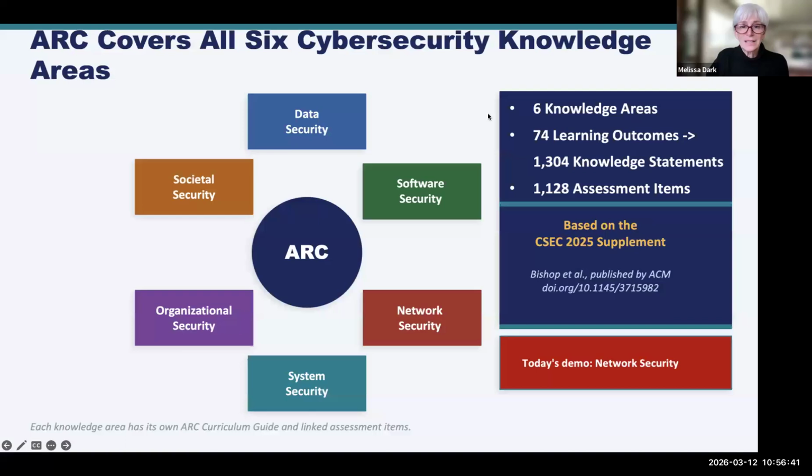So CSEC has these 6 knowledge areas, and then it has a total of 74 learning outcomes. What we did on the ARC project is take all 6 knowledge areas and all 74 learning outcomes and build it out to include 1,304 knowledge statements and 1,128 assessment items. Altogether, it's pretty big. And so what I'm going to do today is just show you a little sliver. And the sliver I'm going to show you comes from the network security knowledge area.